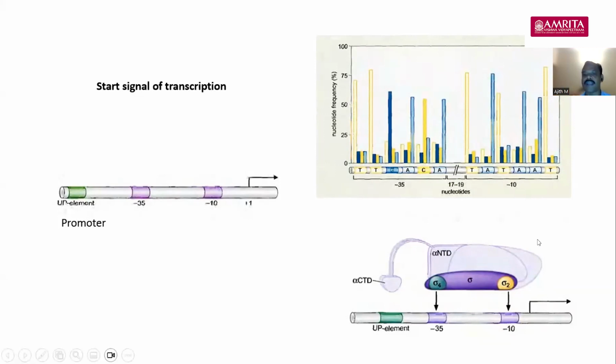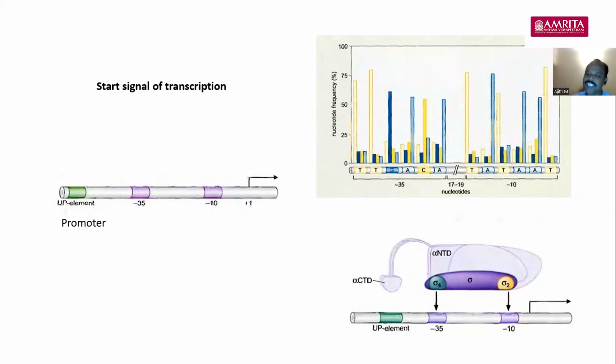So how does it start? Somebody has to recognize this promoter. A promoter is called a promoter because it promotes transcription. So somebody has to recognize it. So who will recognize that? The polymerase will recognize that. The polymerase is the one that transcribes the DNA molecule. It's just that one should recognize the start point. It recognizes it.